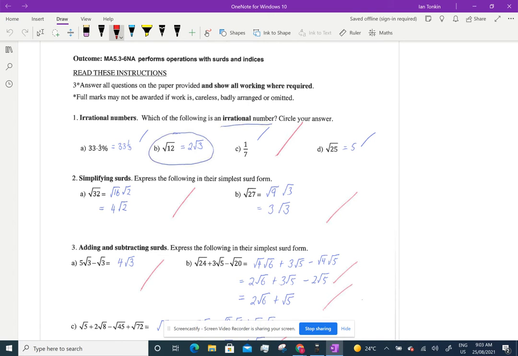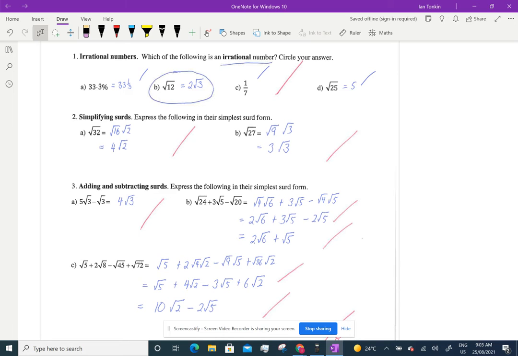Most people got this right, knowing that root 12 was the only irrational number. You can see that 33 and a third could be written as a fraction. That's already written as a fraction. The square root of 25 is 5. So the only one that was a surd or an irrational number was B.